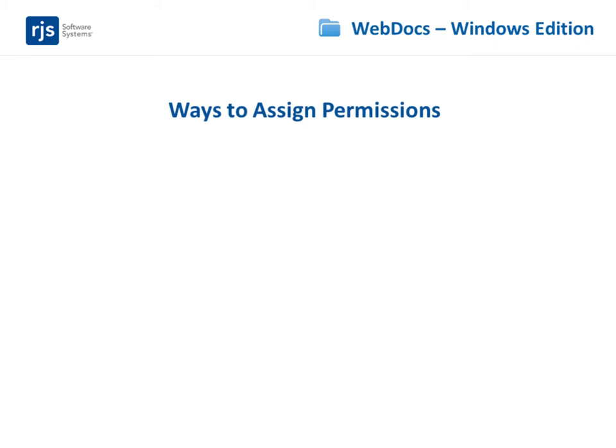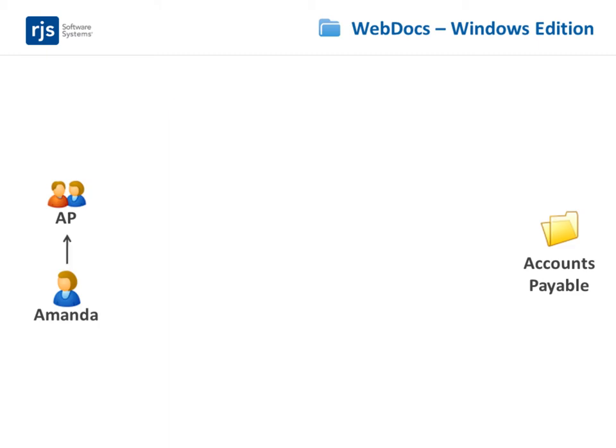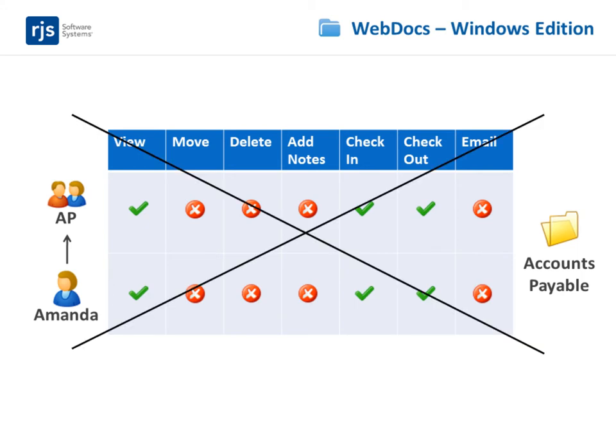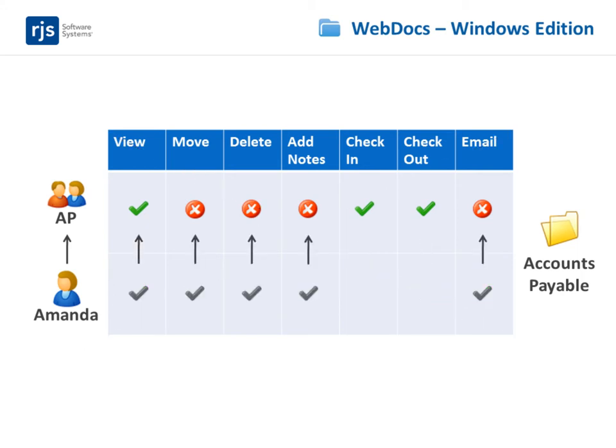You can assign each of these 7 permissions in 3 ways. You can allow the permission, you can deny the permission, or you can set the permission to be inherited or unspecified. When a permission is inherited, it just means that it has been set elsewhere. For example, Amanda is in the Accounts Payable group. The Accounts Payable group has these permissions. Amanda automatically inherits the same permissions. You don't have to set her individual user permissions unless you want to deny her some of the permissions that the group has.